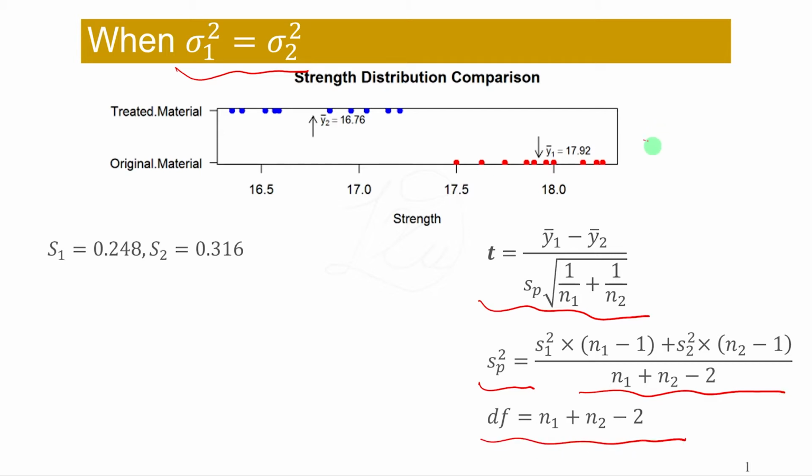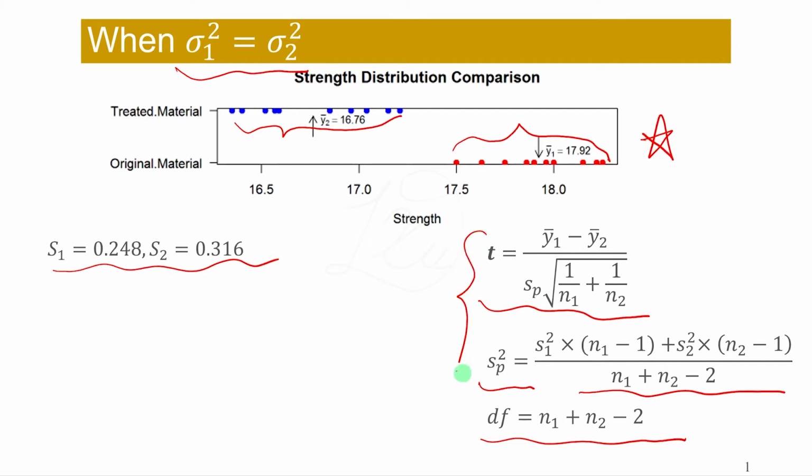For example, in the chemical treated cement strength example, if we compare the spread of the data points for the two products, here and here, we can see that the range of the spread for the blue dots and the red dots are not substantially different. Further comparing the sample standard deviation, we can see that the two values do not differ too much. Therefore, we can reasonably assume the strength variance for the two materials are equal. Thus, we can use the method here to calculate the t-value and the degree of freedom.